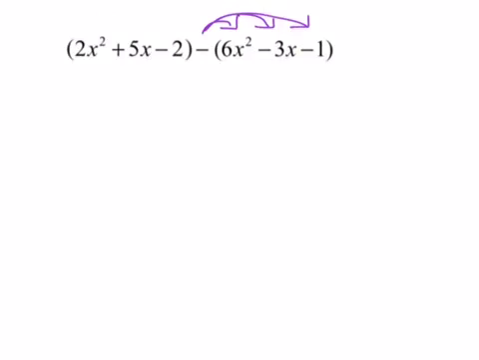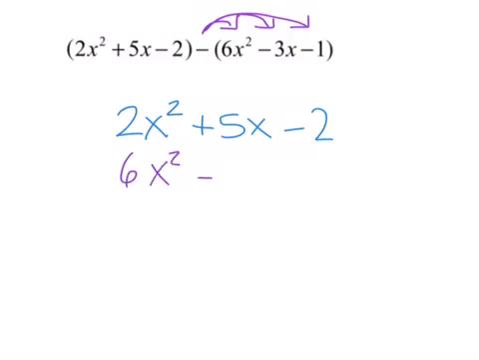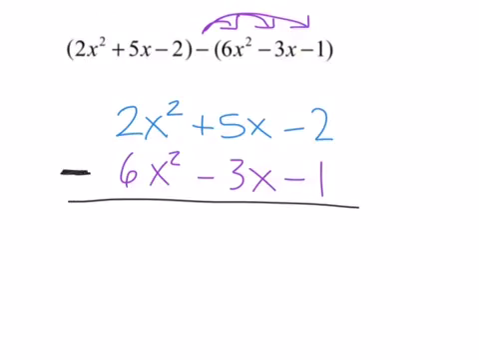What I highly recommend here is that you use one of the two methods that I show in these next two examples. The first example, I'm going to do the stacking method just like I did in the first example. So I'm going to start by writing my original polynomial, 2x to the second plus 5x minus 2. And then I'm going to write my second polynomial, which is 6x squared minus 3x minus 1.